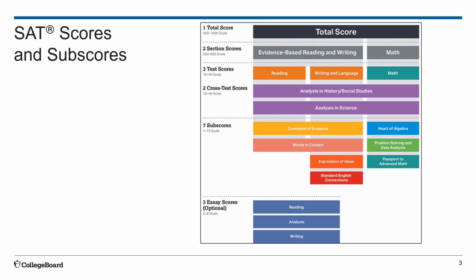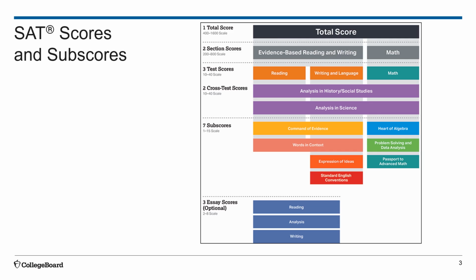On this slide, we are looking at the SAT scores and score ranges. You may be familiar with content on this slide, but we'll review the score information for the SAT. SAT scores include the total score, which is on a 400 to 1600 point scale and is the sum of 2 section scores. The total score is used for university and scholarship applications.